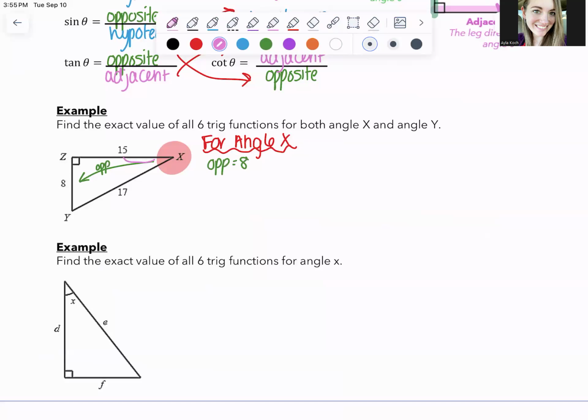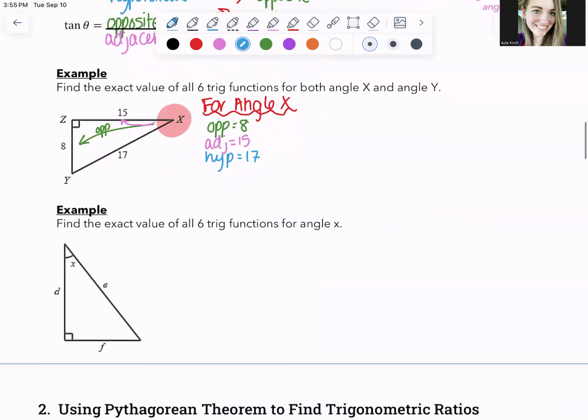The adjacent side, the side right next to it, is 15. ADJ for adjacent. And the hypotenuse is the hypotenuse. The hypotenuse is 17. Now, you might want to say, Professor Cook, how in the world am I supposed to memorize all of the things you just told me I had to memorize? And I get it. It might look a tiny bit overwhelming.